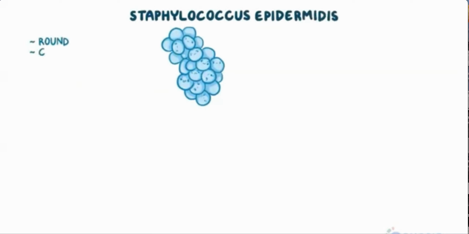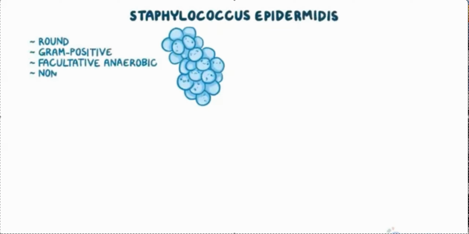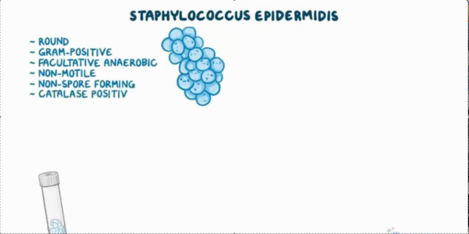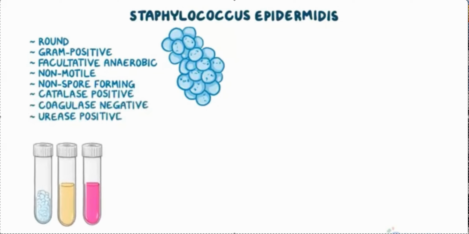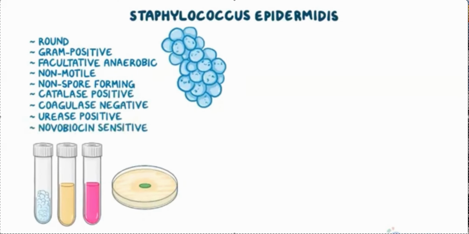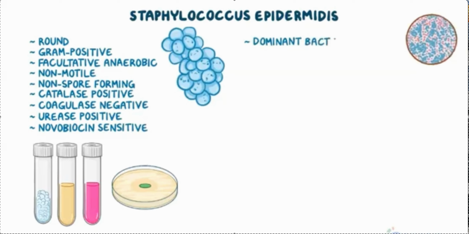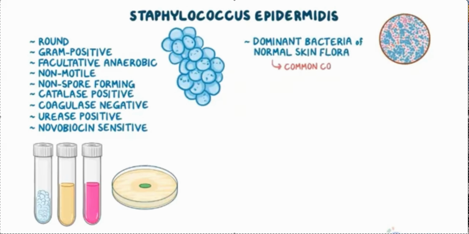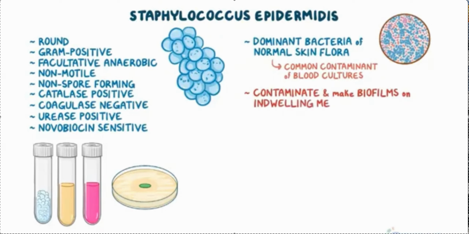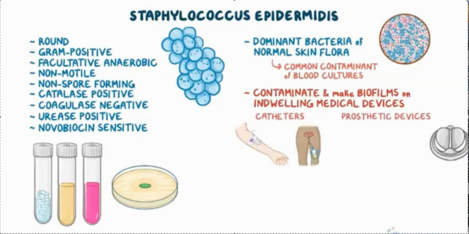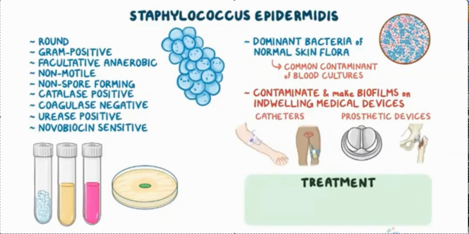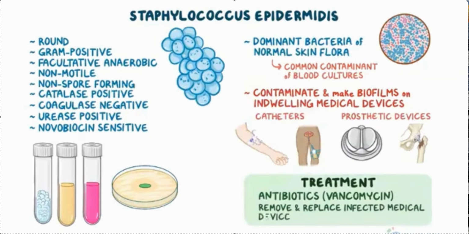Alright, as a quick recap. Staphylococcus epidermidis is a round, gram-positive, facultative anaerobic, non-motile, non-spore-forming, catalase-positive, coagulase-negative, urease-positive, and novobiocin-sensitive bacteria. It grows in clusters, and it's the dominant bacteria of the normal skin flora. Therefore, it is a common contaminant of blood cultures. But it's best known to contaminate and make biofilms on indwelling medical devices, such as intravenous and urinary catheters and prosthetic devices, like prosthetic heart valves and prosthetic joints. Treatment relies on antibiotics like vancomycin, and removing and replacing the infected medical device with a new, clean one.